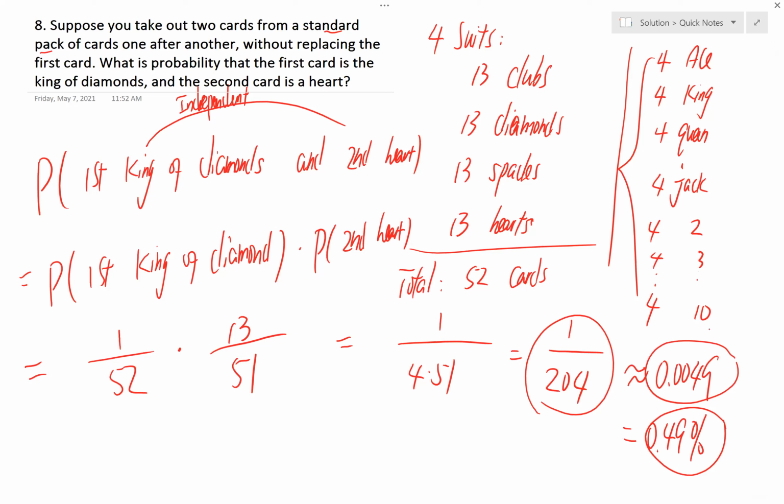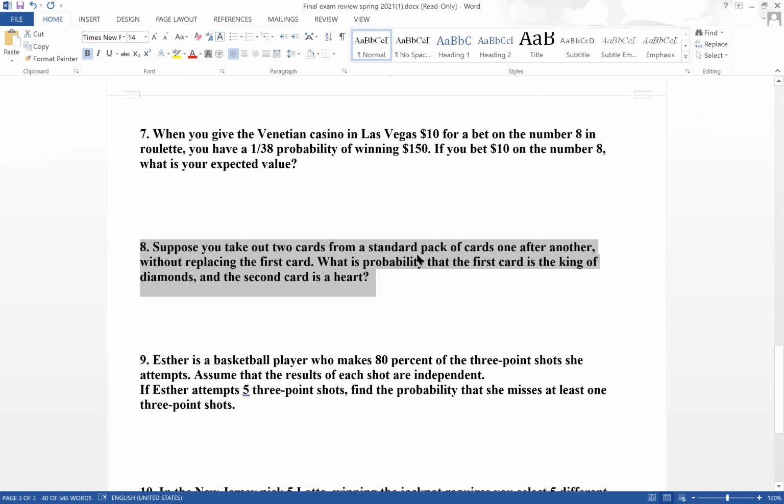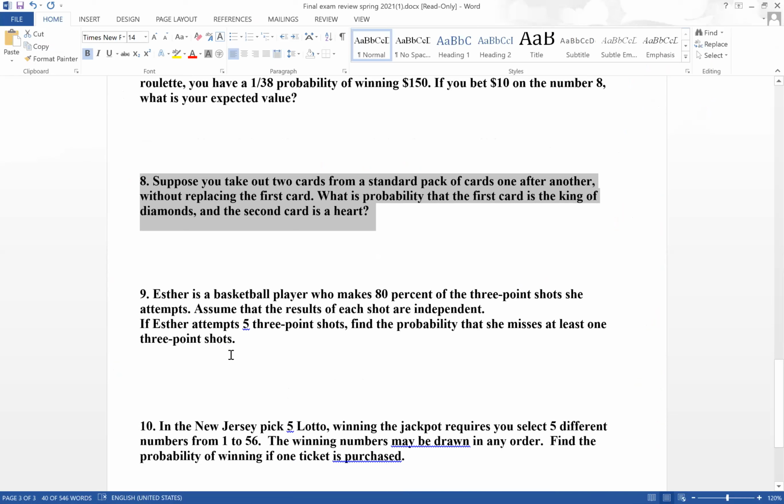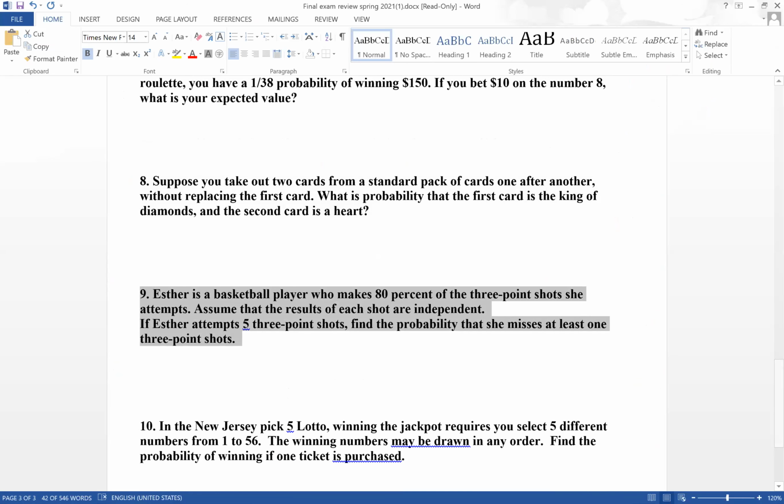Any questions on this? Okay, so that's card games. So next time you go to a casino and play card games, if you remember what you learned in the class, you can apply this a little bit. Okay, so question 9.